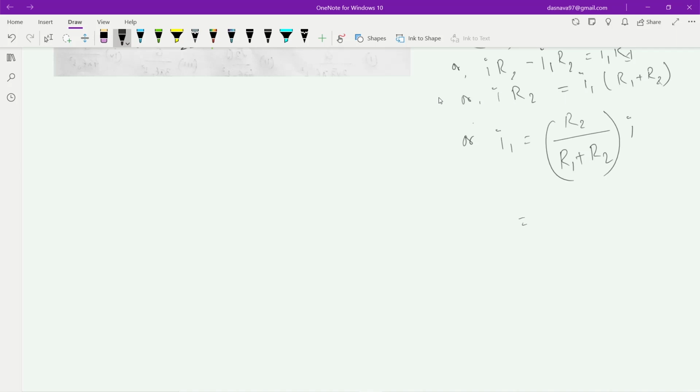Now we know that R1 equals 4, which we found in the equivalent resistance, and R2 equals 2, and I equals 6 ampere, which is given in the question. So after solving this, we'll get 2 ampere. So the result: I1 equals 2 ampere.